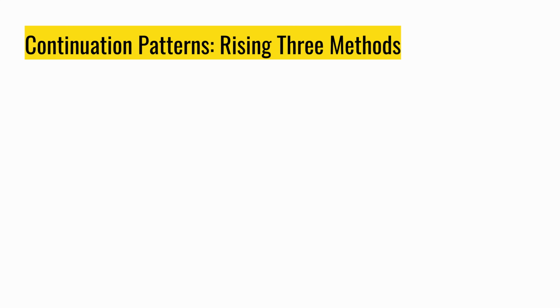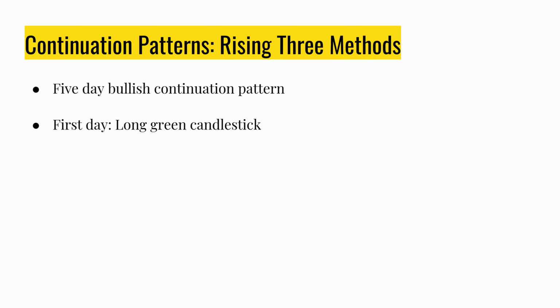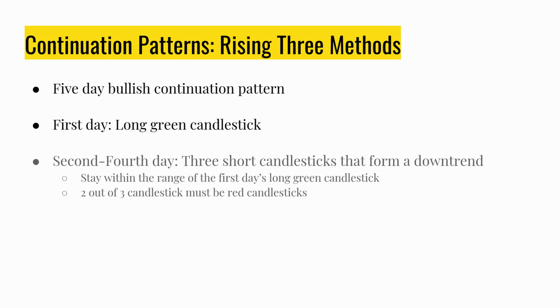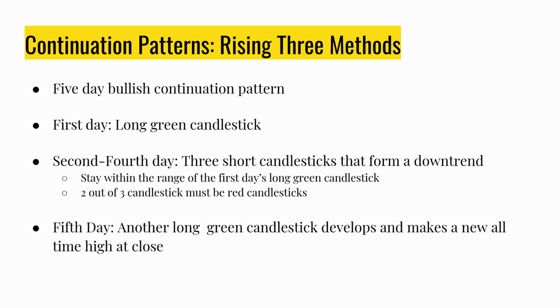The first one we'll be looking at is called the rising 3 methods. This is a 5-day bullish continuation pattern. The first day is a long green candlestick. Between the second and the fourth day, we see 3 short candlesticks that form a downtrend. In the downtrend, they must stay within the range of the first day's long green candlestick. Also, 2 out of the 3 candlesticks must be red. On the 5th day, another green candlestick develops and makes a new all-time high.